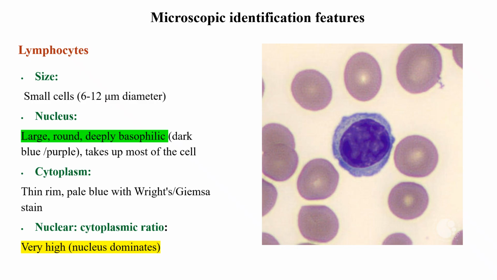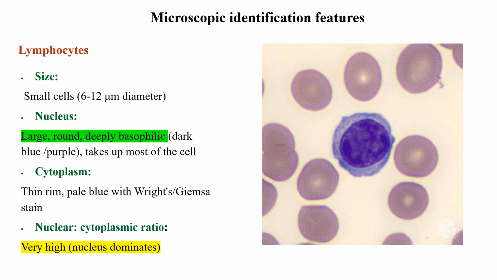Let's get practical and talk about how to identify these cells under the microscope. Start with lymphocytes. Size-wise, lymphocytes are small cells, typically measuring 6 to 12 micrometers in diameter. They are among the smaller white blood cells you will encounter.